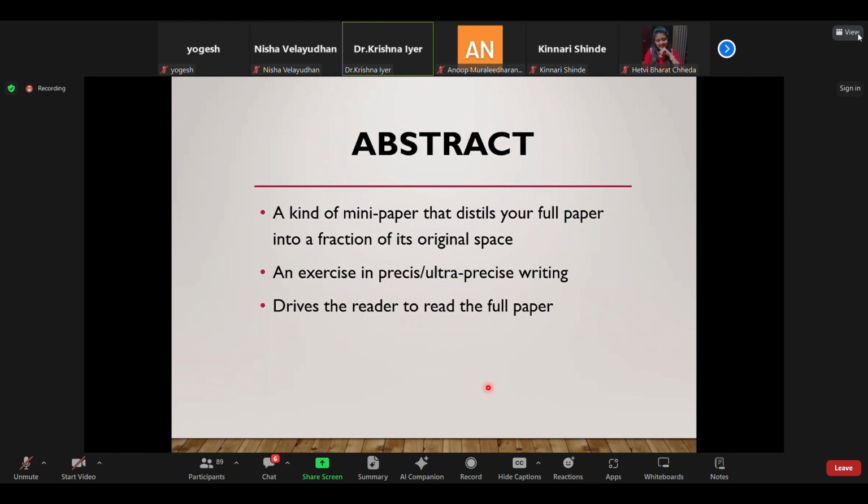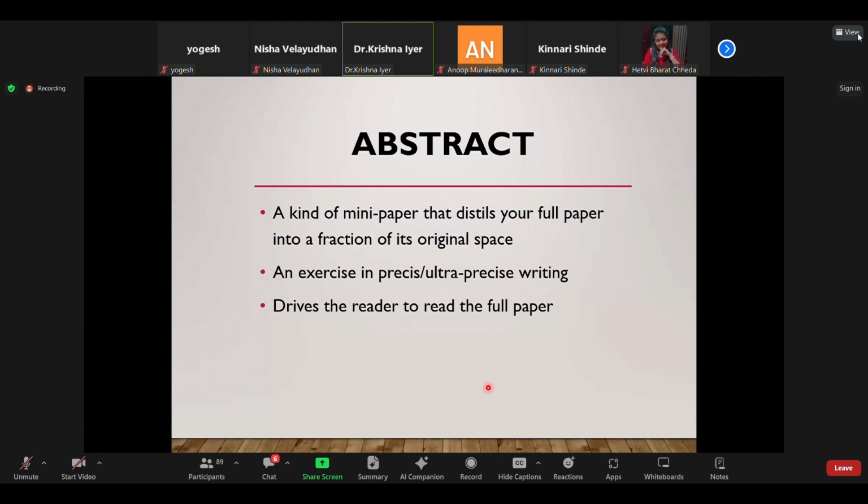So that puts a lot of pressure on you to put things in perspective about the entire paper that is being written in such a short space. Okay. However, you need to do this correctly because this is the driver that will tempt the reader to read the full paper. Okay. Everybody likes to quickly look at the abstract and see whether it's worth their time to actually go through that entire paper.